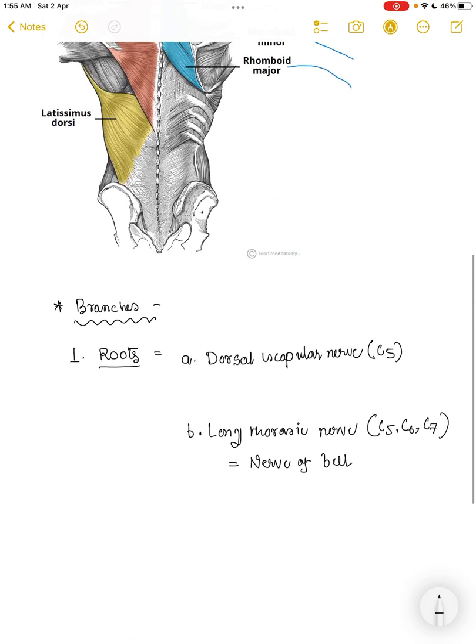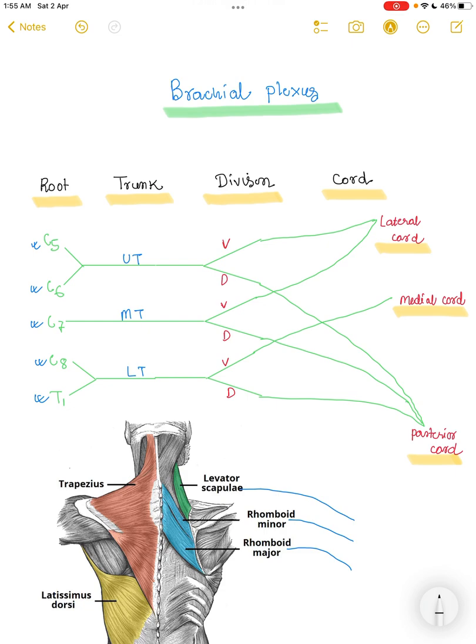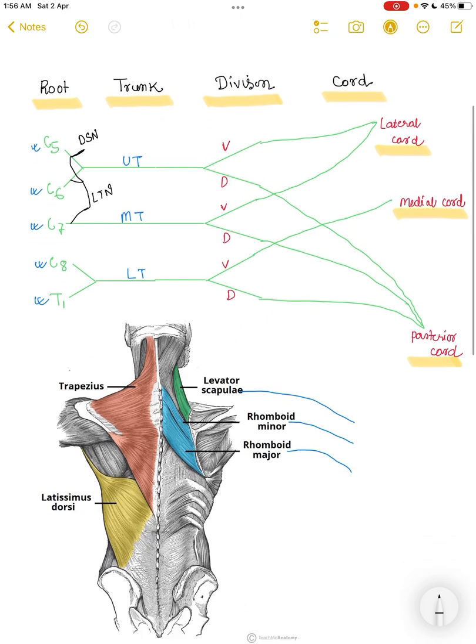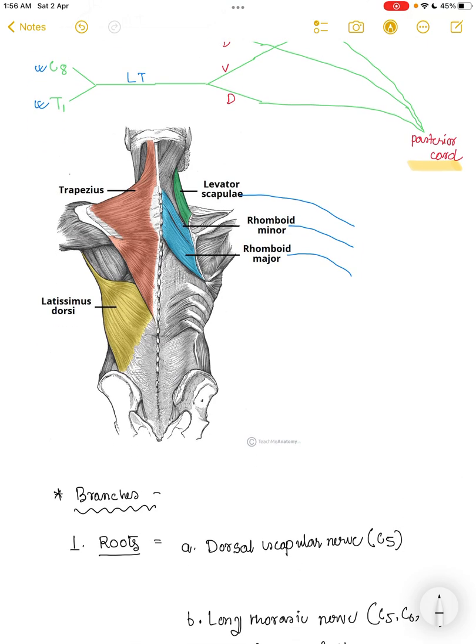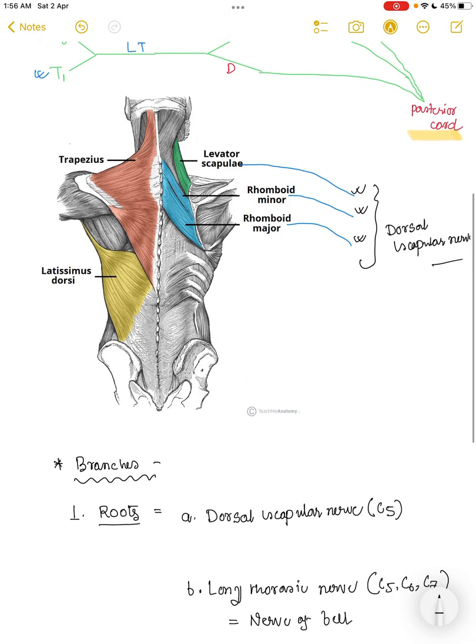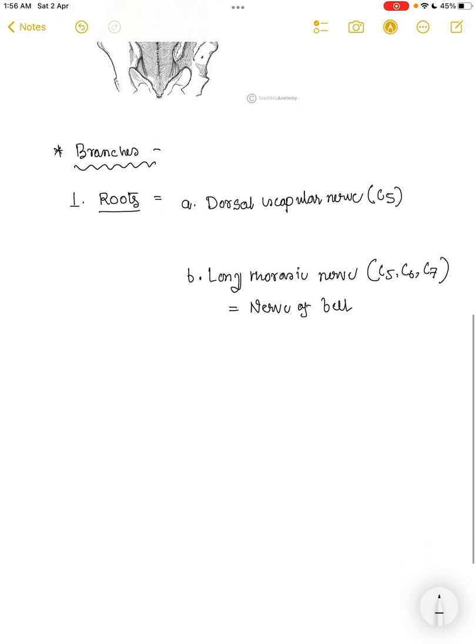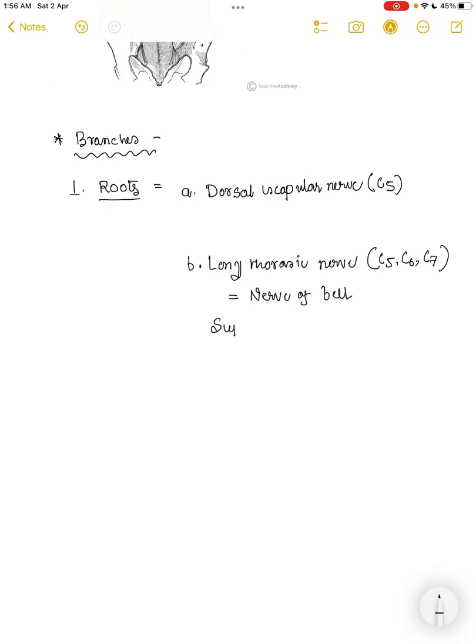The dorsal scapular nerve originates from here, and the long thoracic nerve originates from C5, C6 and C7. From this picture, the dorsal scapular nerve supplies the levator scapulae, rhomboid minor and rhomboid major. From the back, in the scapular region, the elevation is by the levator scapulae, rhomboid minor and rhomboid major, and these are all supplied by the dorsal scapular nerve. The long thoracic nerve, the nerve of Bell, supplies the serratus anterior muscle.